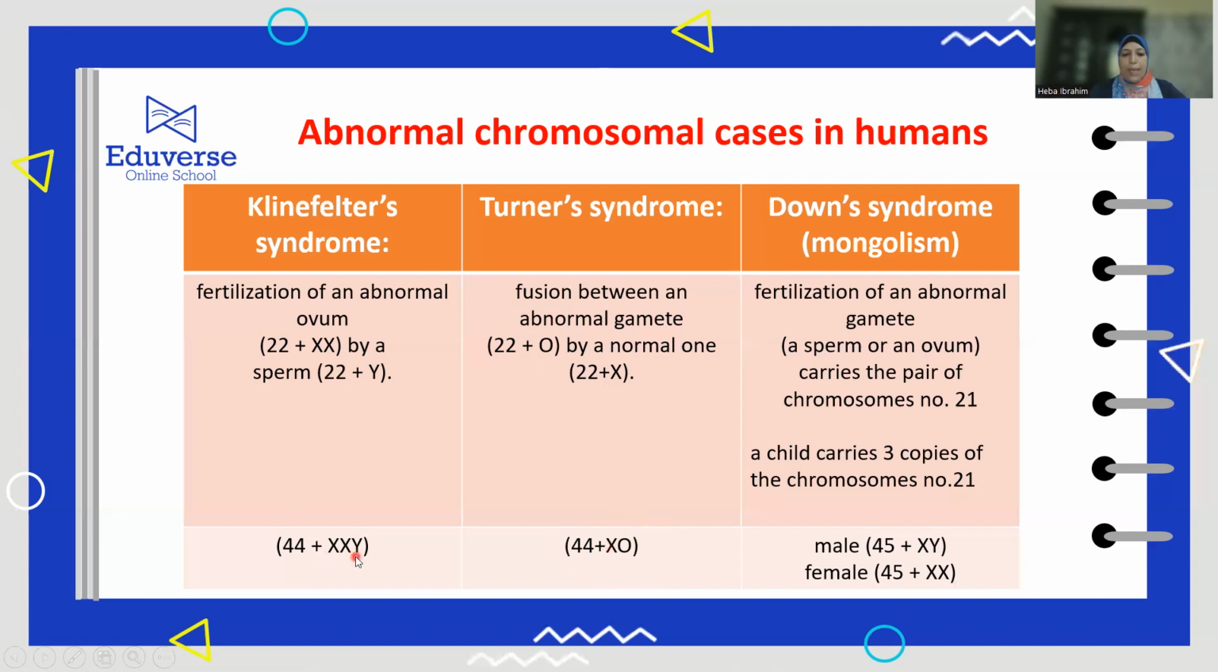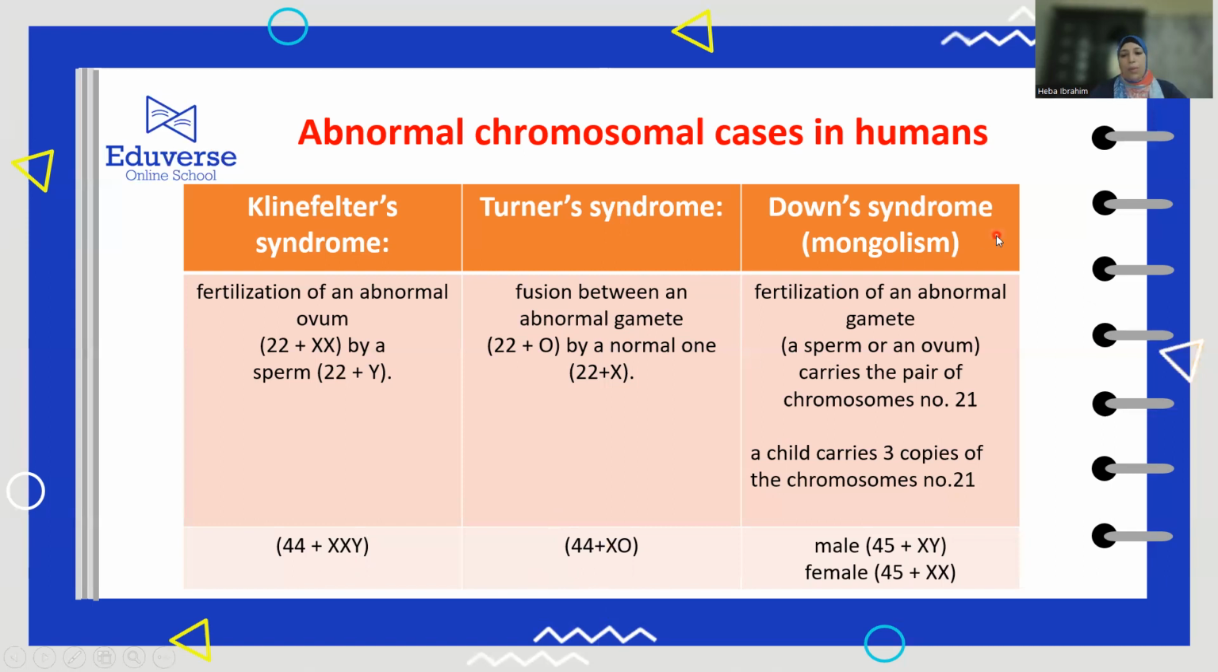Here, can you guess the gender of this individual? XXY. Presence of a Y chromosome means that this individual is a male. Absence of a Y chromosome means that the individual will be a female. So here, there is no Y chromosome, so this case is a female.